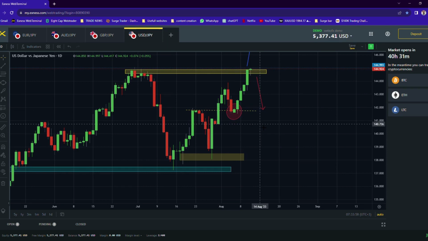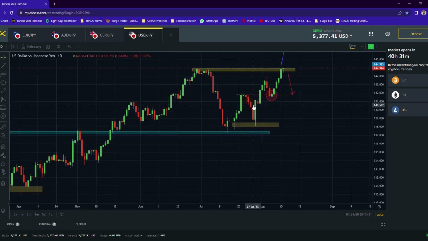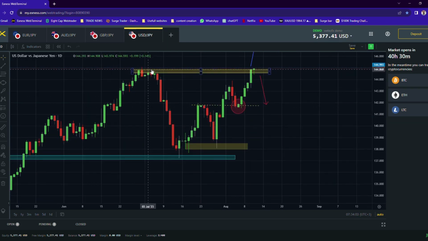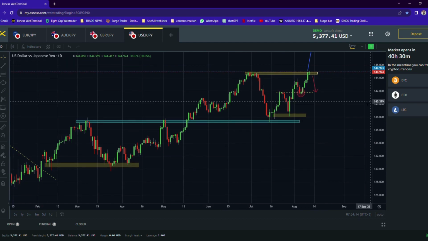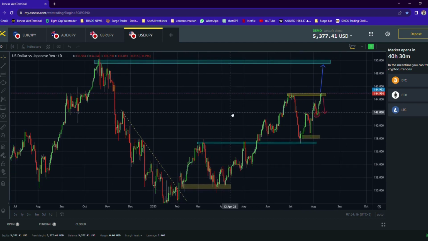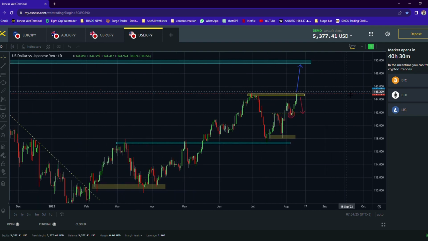So now where is the market expected to go? As we can see, we are at the resistance of 145, and the market closed with the price already in the resistance. Now what are we waiting for to make our next move on USD JPY? As you can see, we have a huge zone at around 150, and now we are waiting for how the market is going to react at the beginning of the week.